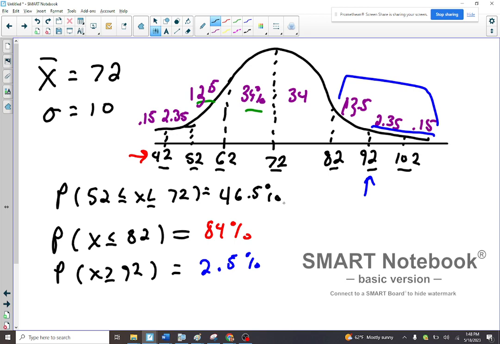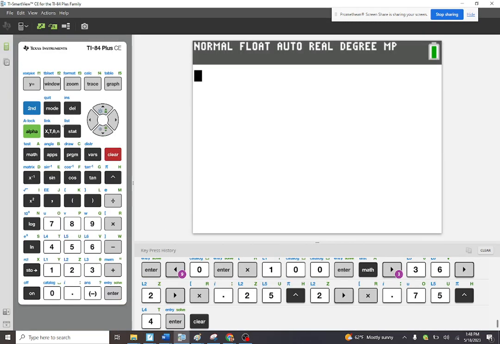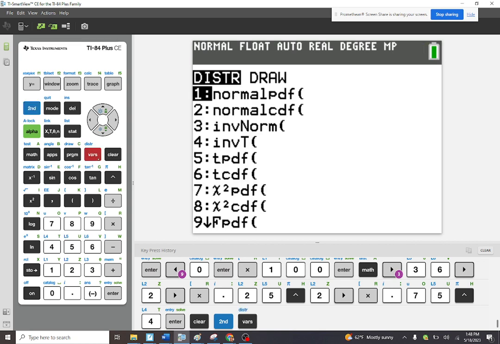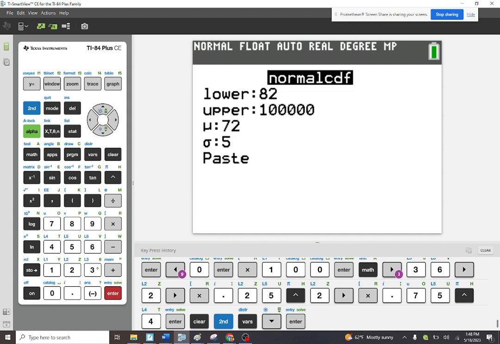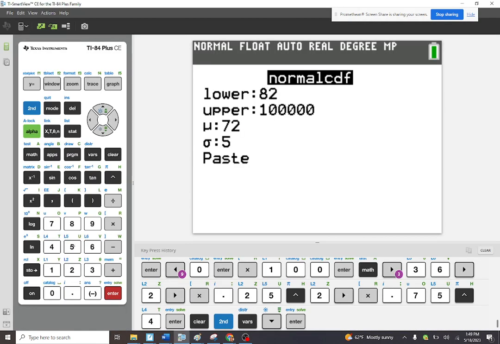All right. Here's how to do it with the calculator. Let's do this one first, from 52 to 72. You're going to go to second, vars, which is right next to clear. This is distribution. We're going to go to normal CDF. If you have an older version, I'll talk about it a little bit, but in the nicer versions, it's like this. In this situation, I have 52 to 72. So my lower bound is 52, and my upper bound is 72.